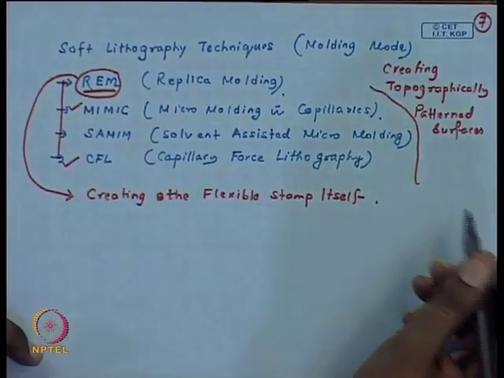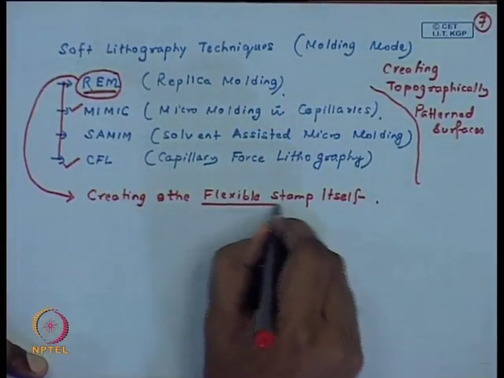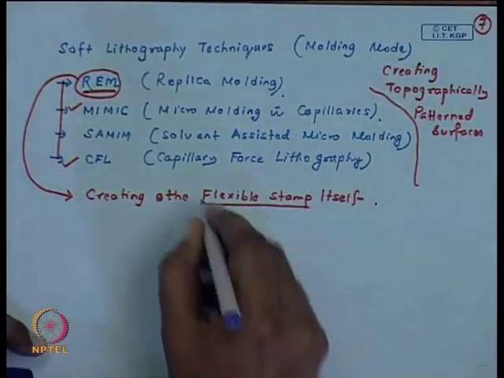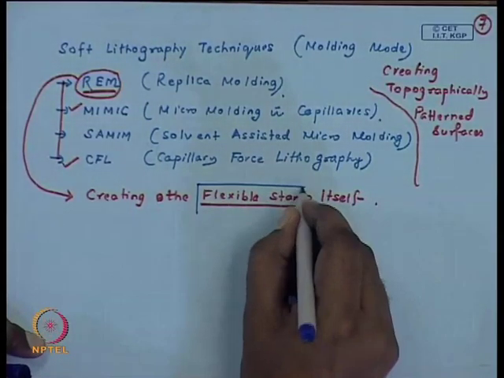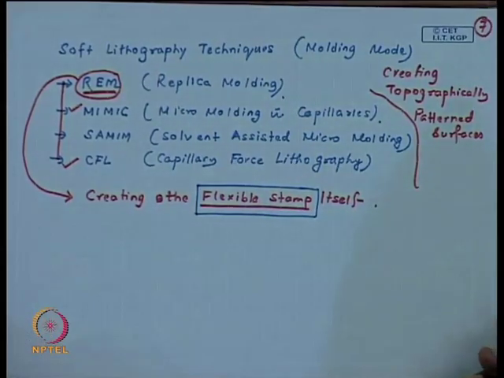The replica molding is actually the technique that is used to create the flexible stamp. Often that is also part of your entire soft lithography process. So first you have to create the stamp you desire, and then once the stamp is ready, you are in a position to implement soft lithography.